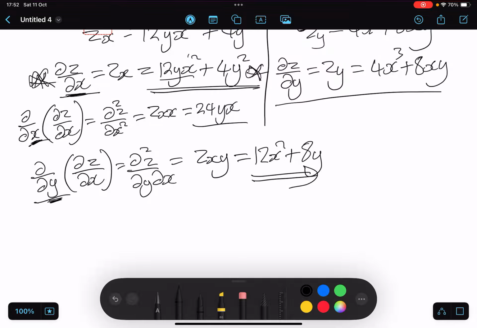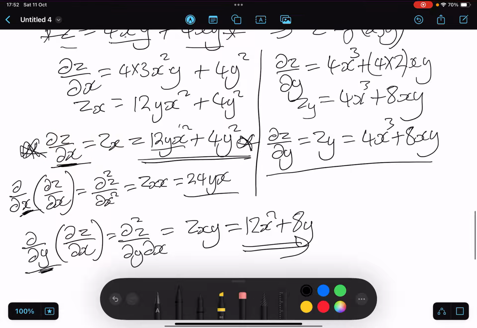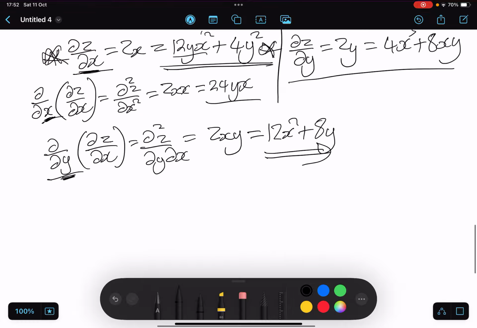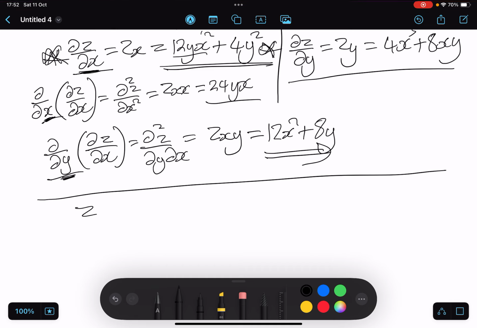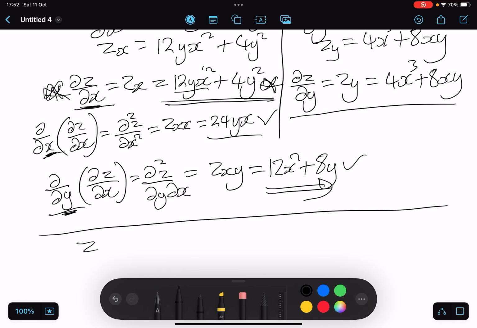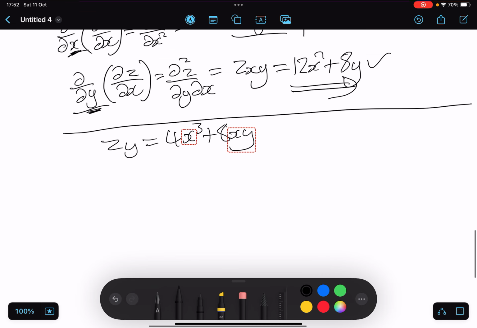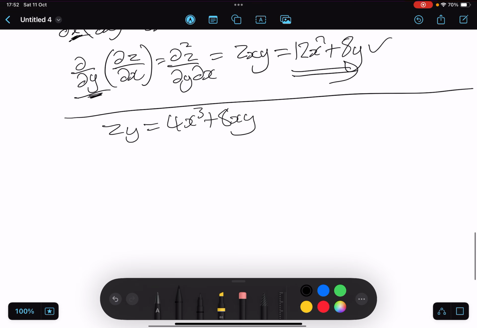Now I come again with the first derivative. I come back to zy. I need to differentiate zy again with respect to x and y. So we have zy, which is equal to 4x cubed plus 8xy, which is the same thing as this. So now I need to differentiate this with respect to y and with respect to x.